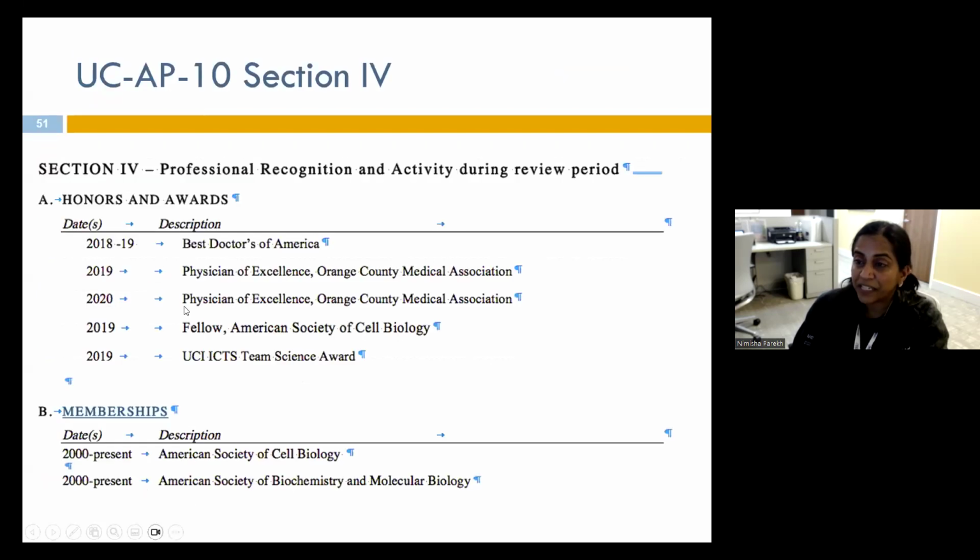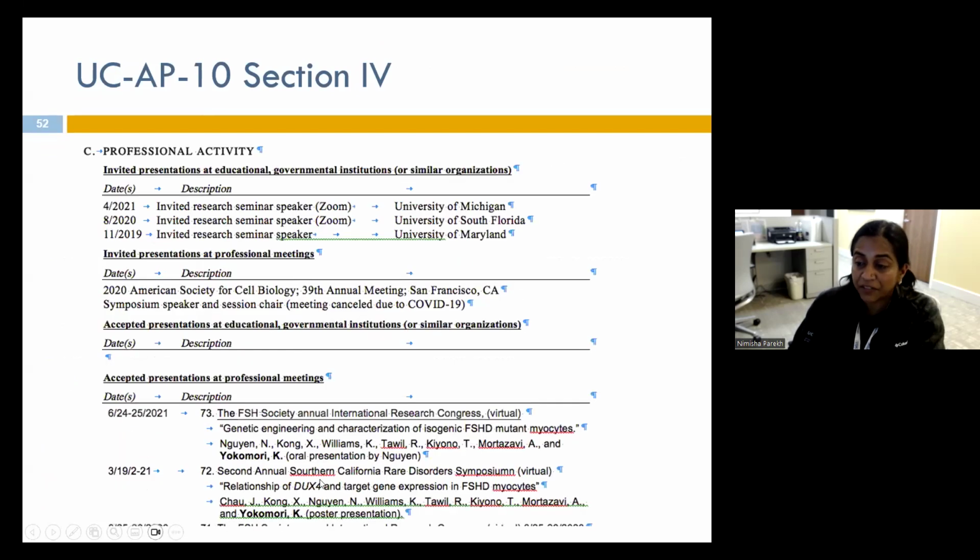So let's go through each section. So section A, honors and awards, pretty self-explanatory. Remember, it's during that review period. So please do include that. If you become a fellow of your society during that time, include that in there. Also include your memberships of all the different professional societies that you are a member of. So that's section A and B.